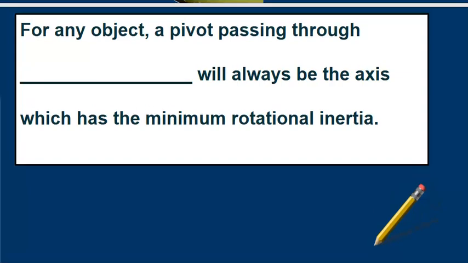All right, what do you think? For any object, a pivot passing through blank will always be the axis which has the minimum rotational inertia.